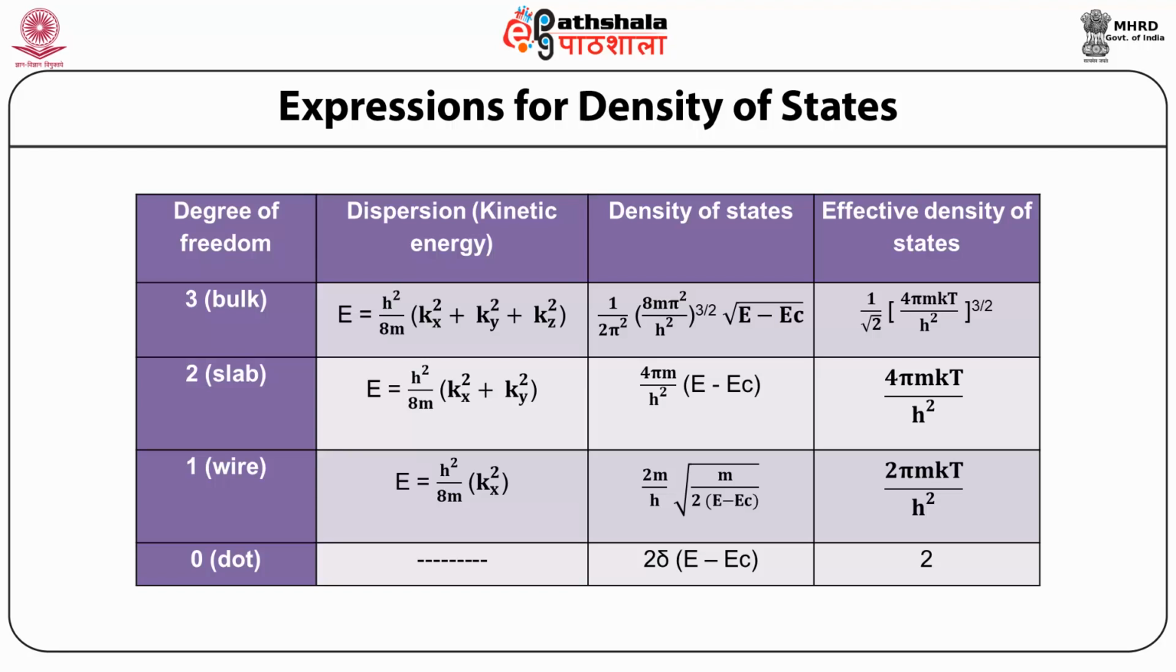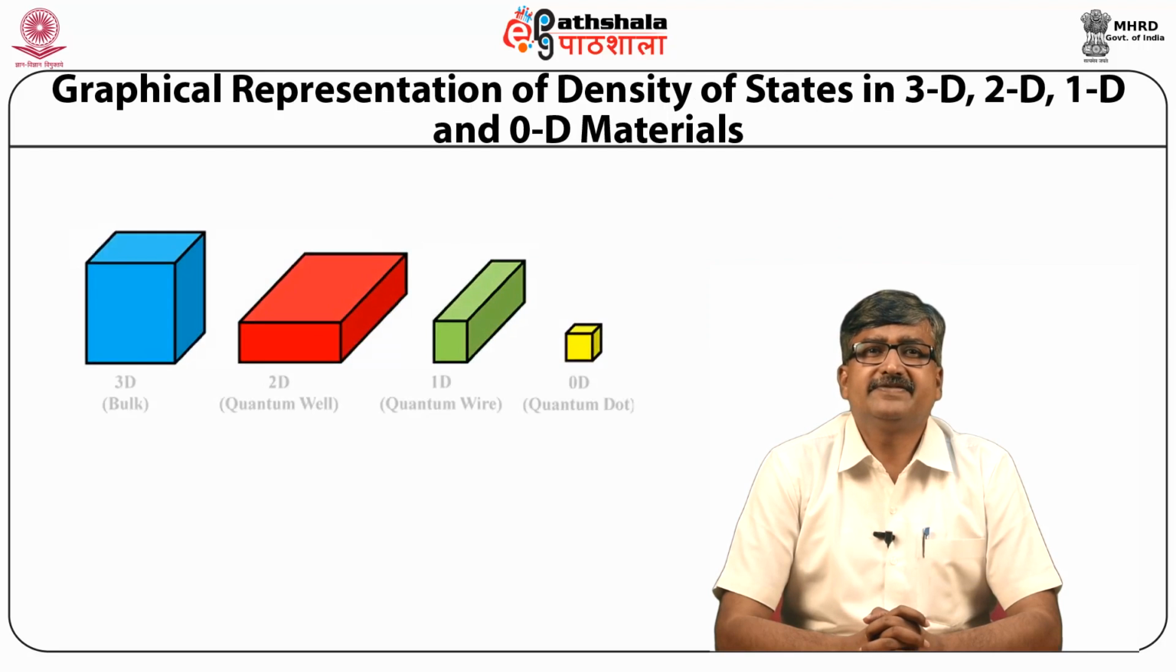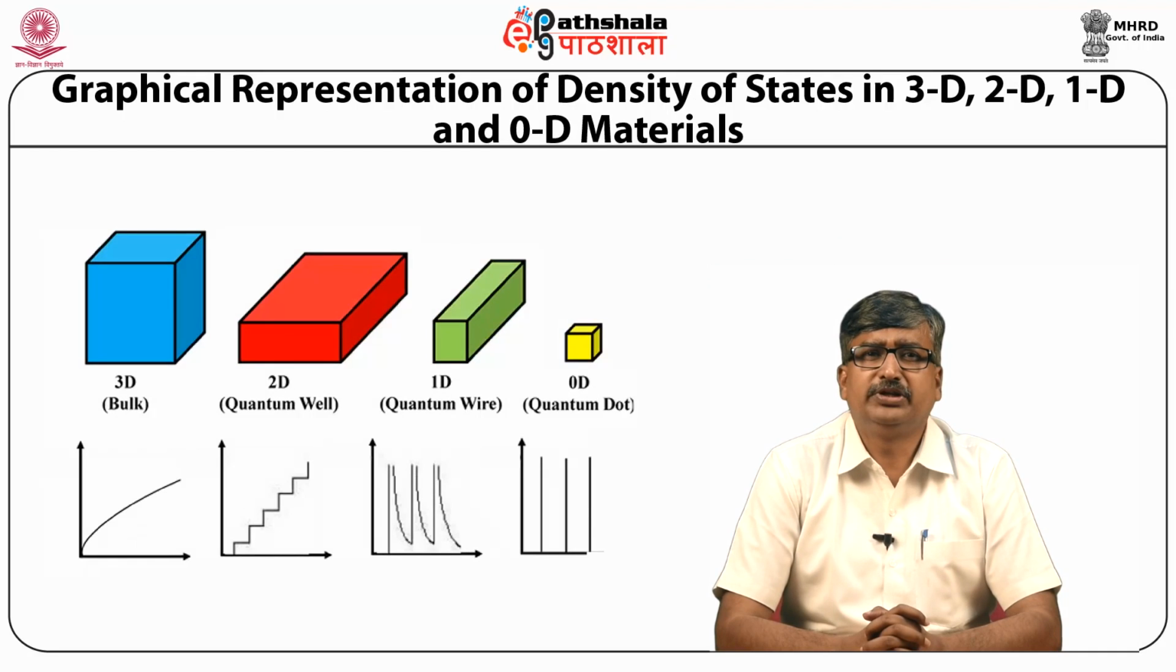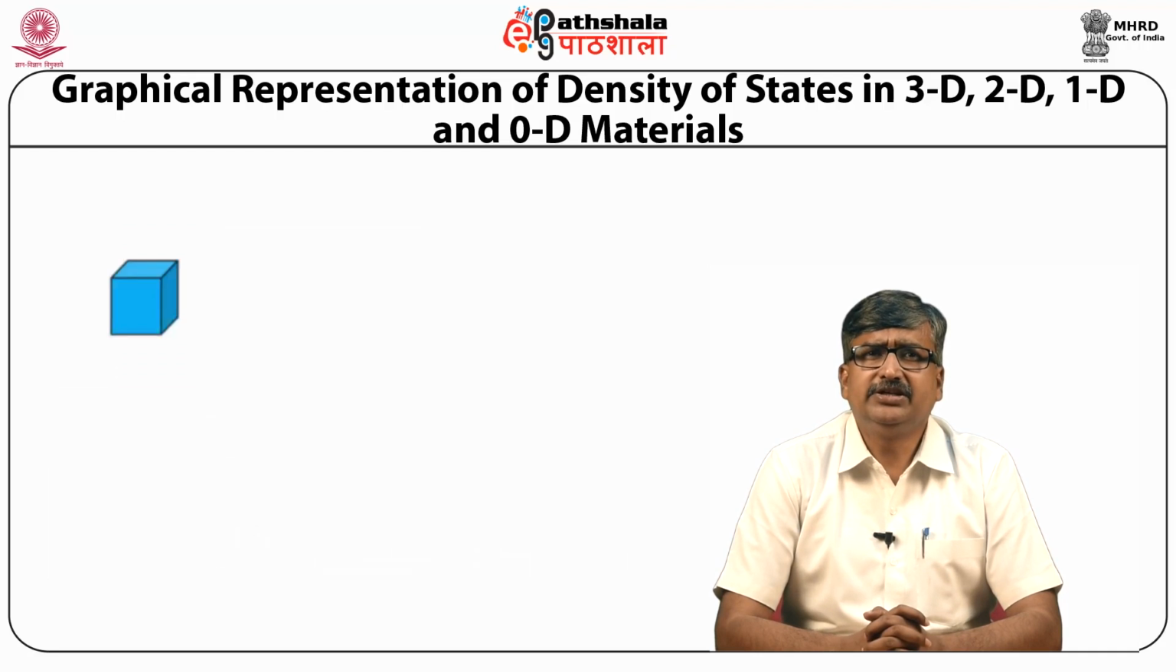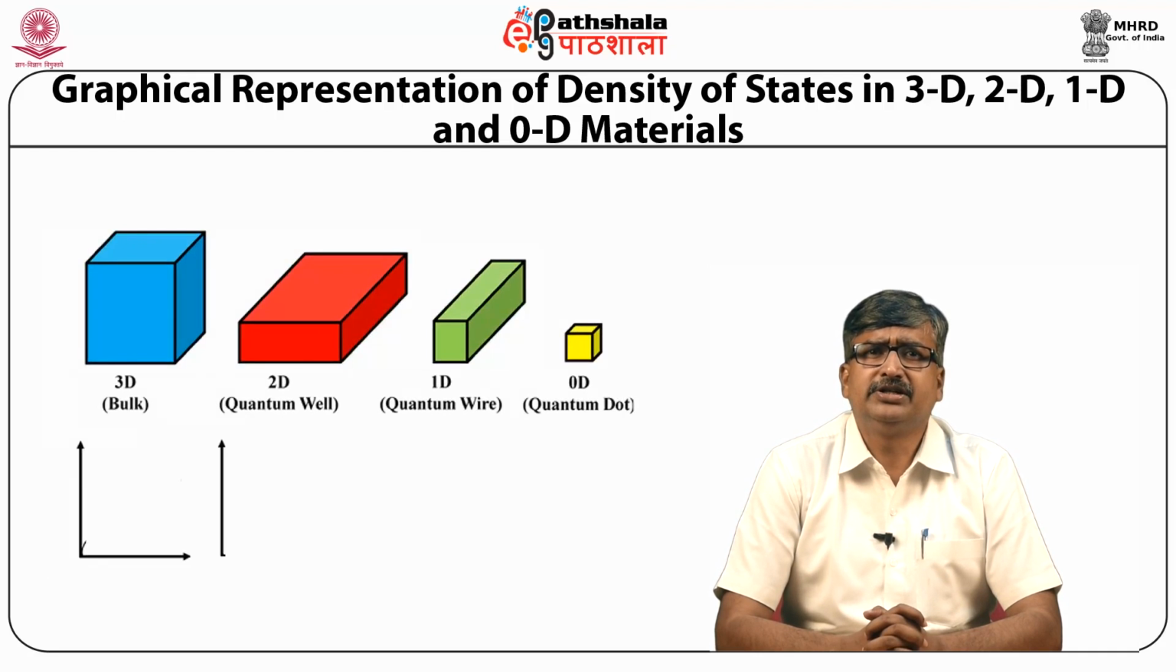For a 3D nanostructure, the density of states is directly proportional to the square root of energy. For 2D nanostructure, it is independent of energy. For 1D nanostructure, it is inversely proportional to the square root of energy, and for 0D nanostructure, it is a delta function. So this density of states is more clearly shown in this figure with a graphical representation of 3D, 2D, 1D and 0D material.